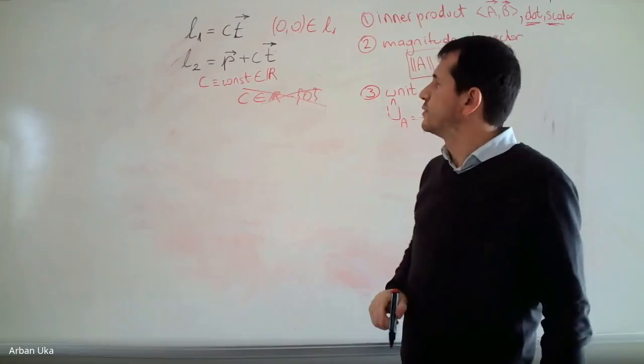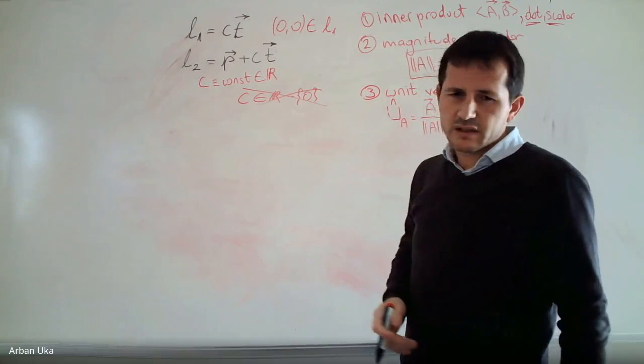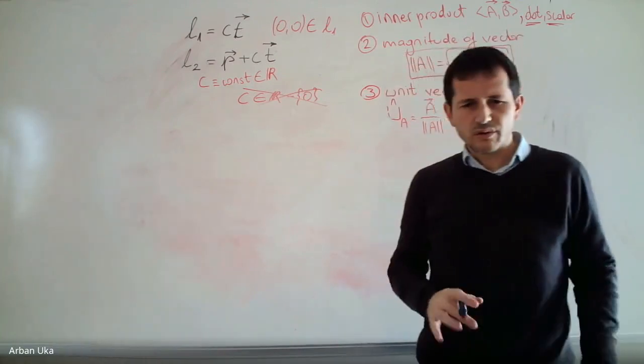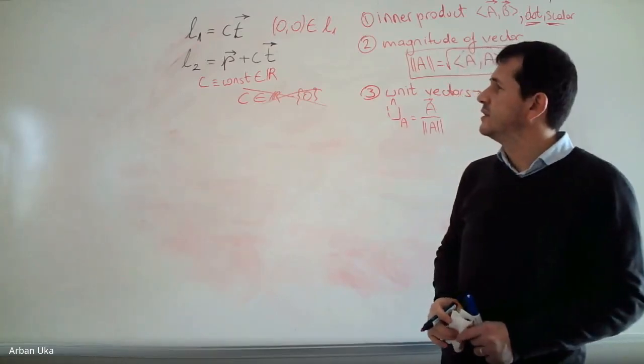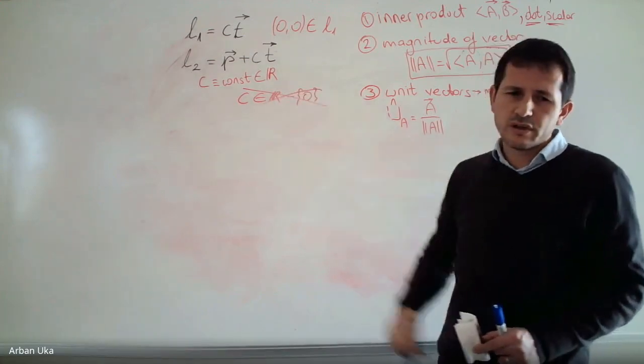Well, if p is not 0, then no. That's true. So if p is not 0, then no. So when we define lines in the Cartesian coordinate system using the principles of vectors, it is easy. We're going to solve a couple of examples. You'll feel good about it. I hope you'll understand them. But this one does not include the origin.